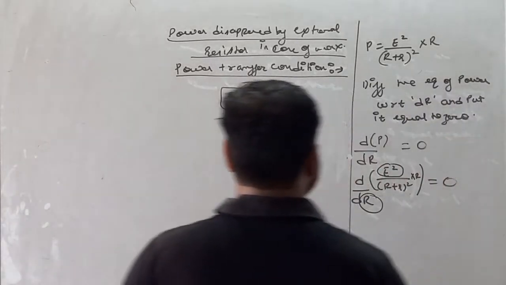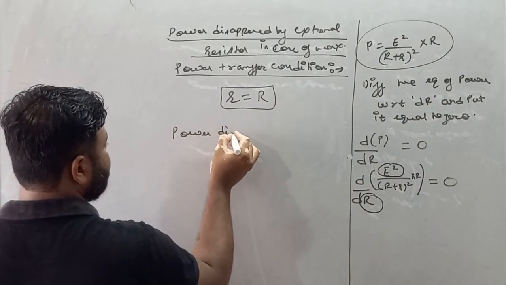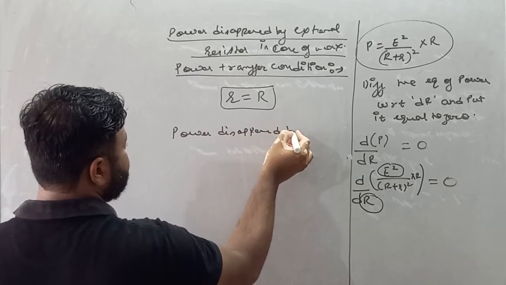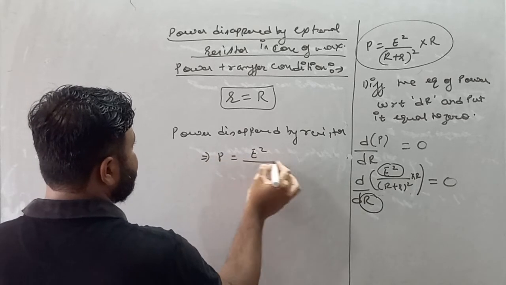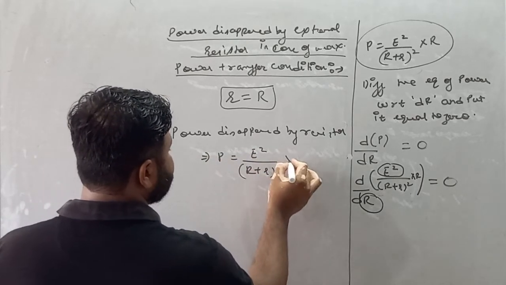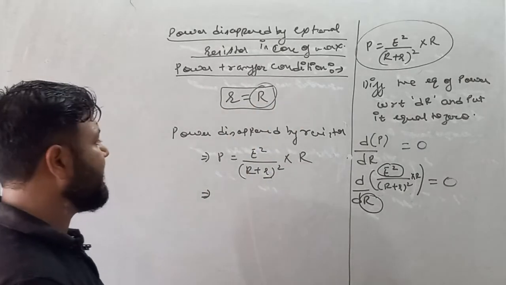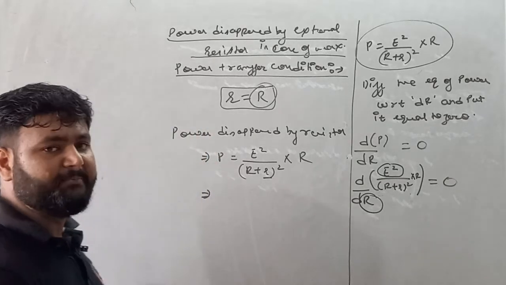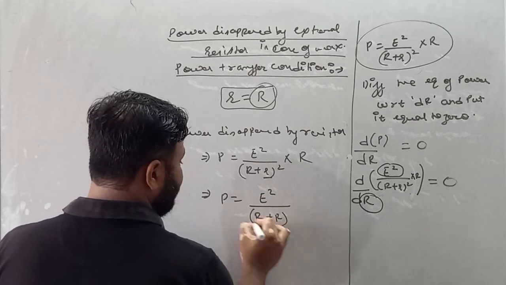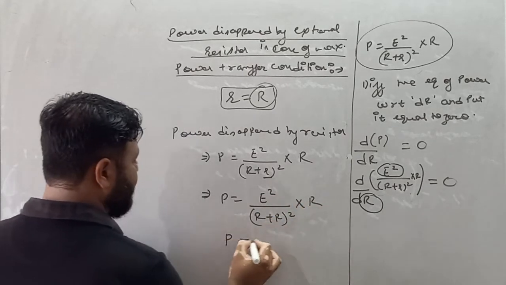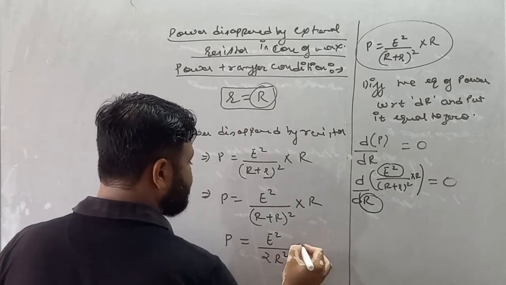So my dear student, the power which is dissipated by the resistor is nothing but P equals E square by (R plus r) whole square into R. Instead of small r, we can use capital R because we are finding power dissipated by the resistor in maximum power transfer condition. So E square by (R plus R) square into R, which is E square by 2R whole square into R.